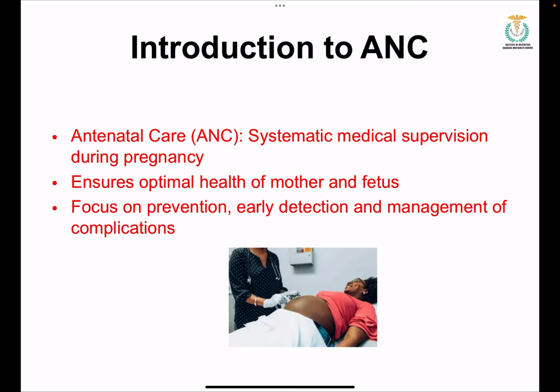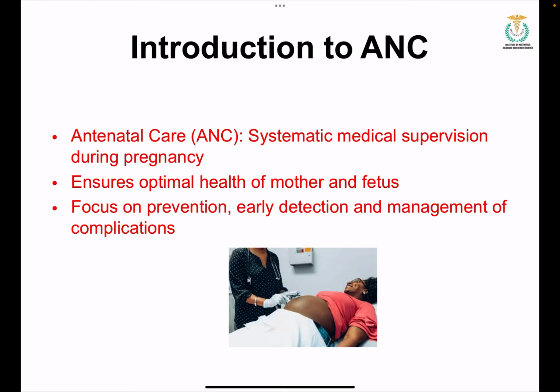Antenatal care means the systematic medical supervision of a pregnant woman during pregnancy, right from the time of conception up to the onset of labor. So that is antenatal care. The main goal is very simple: to make sure that both the mother and the baby remain healthy. And it's not just about treatment, it's about prevention, early detection, and timely management of complications if they happen during the antenatal time.